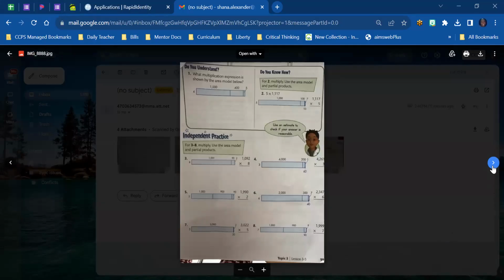This is page 99. Mr. Young, please bring scanner. I need you to comment on it.